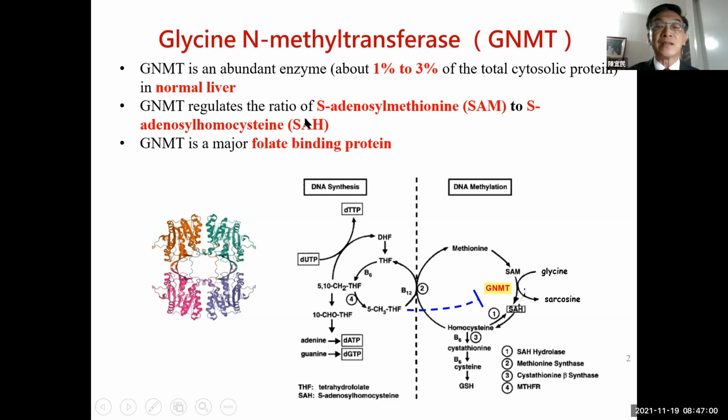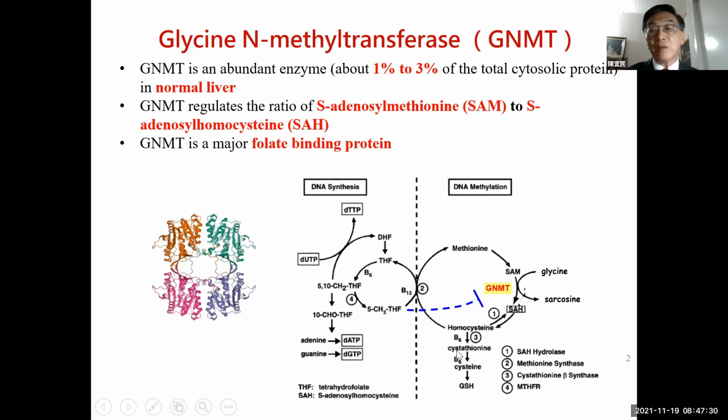That's the same as SAH. So it participates in this pathway. Basically, GNMT will grab the methyl group from SAM and transfer it to glycine. So the glycine will be methylated to become sarcosine, and then the SAM will become SAH. And then SAH will be further metabolized to homocysteine, and then through this one carbon metabolism pathway.